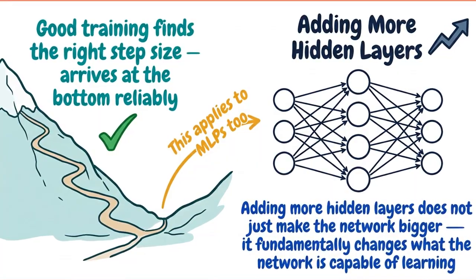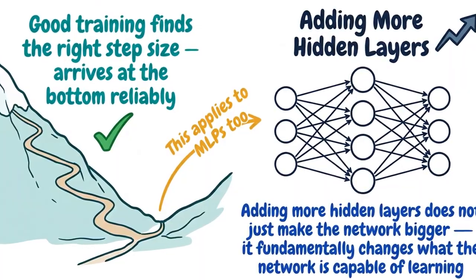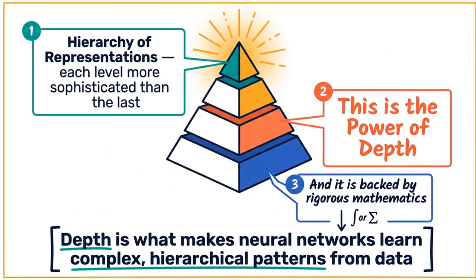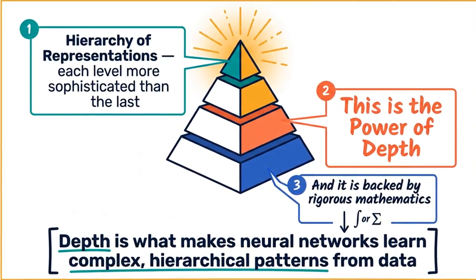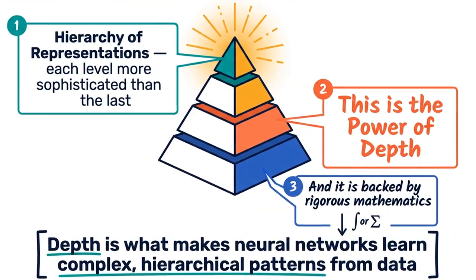Adding more hidden layers does not just make the network bigger, it fundamentally changes what the network is capable of learning. Each layer of an MLP builds on the layer before it. The first hidden layer might detect simple, low-level patterns in the data. The second hidden layer combines those patterns into something slightly more abstract. The third layer combines those abstractions into higher-level concepts. By the time information reaches the output layer, the network has constructed a hierarchy of representations, each level more sophisticated than the last.